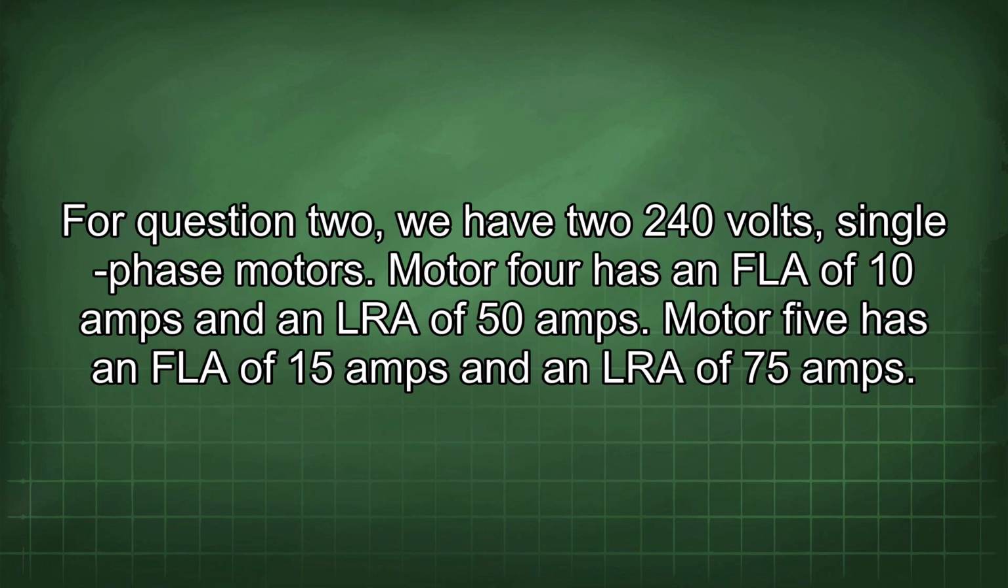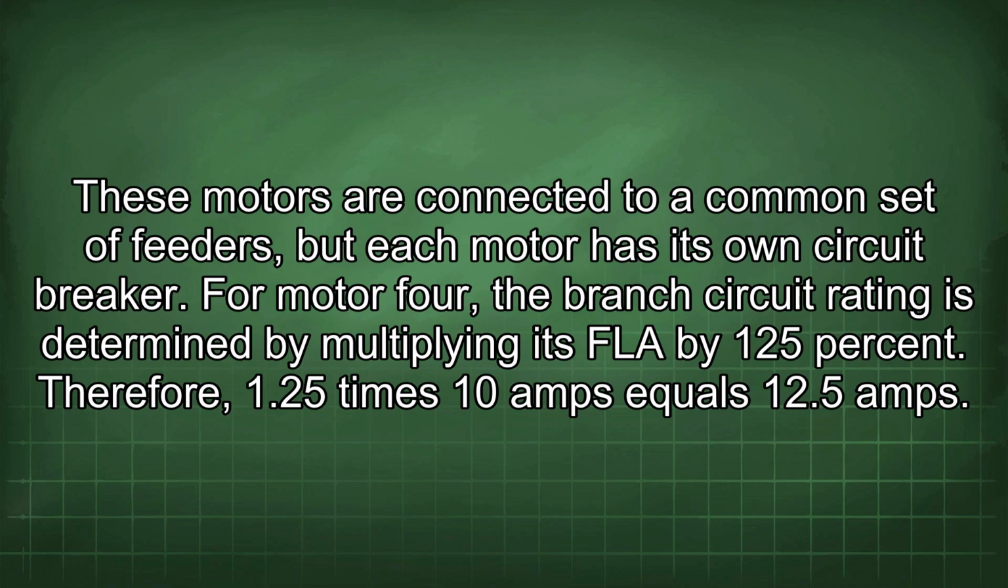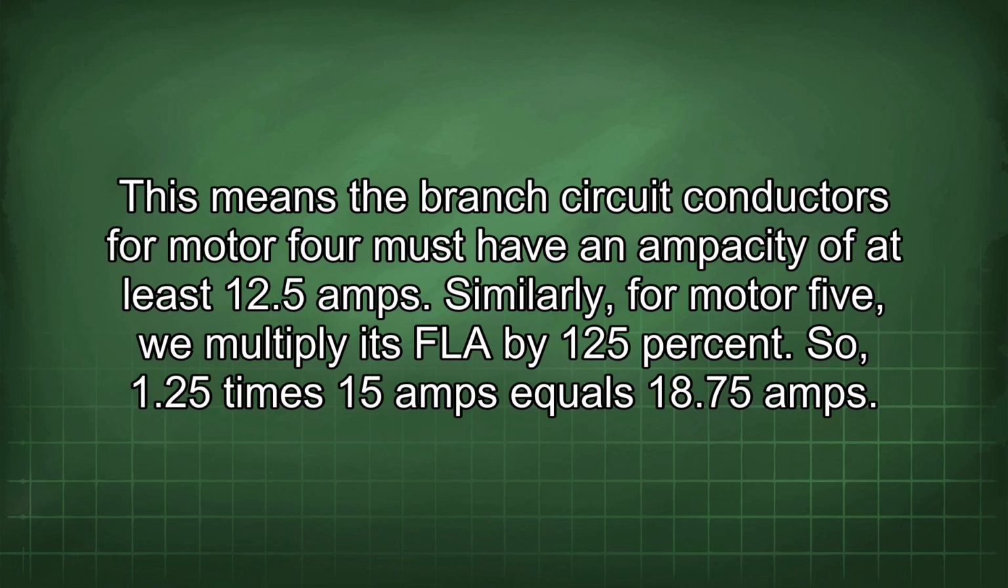For question 2, we have two 240 volt single-phase motors. Motor 4 has an FLA of 10 amps and an LRA of 50 amps. Motor 5 has an FLA of 15 amps and an LRA of 75 amps. These motors are connected to a common set of feeders, but each motor has its own circuit breaker. For motor 4, the branch circuit rating is determined by multiplying its FLA by 125%. Therefore, 1.25 times 10 amps equals 12.5 amps. This means the branch circuit conductors for motor 4 must have an ampacity of at least 12.5 amps.